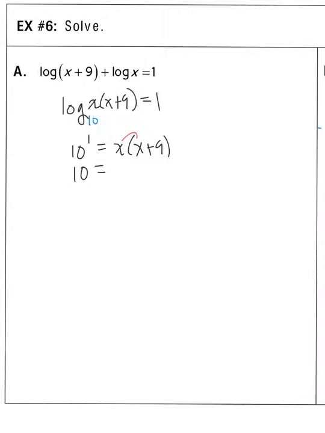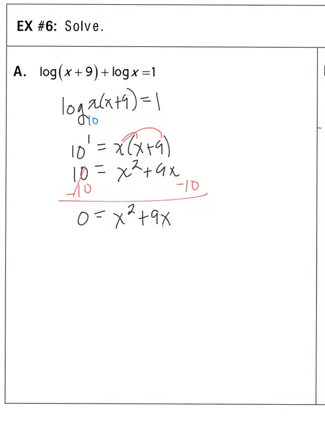Distribute your x, so x times x is x squared, and x times 9 is 9x. I need one side equal to 0, so I'm going to subtract 10. I get 0 equals x squared plus 9x minus 10, and then I want to factor. X squared becomes x and x. What factors of 10 subtract to give you 9? That would be 10 and 1. 10 is bigger, so it gets the sign of the middle term. 1 will have to be negative.